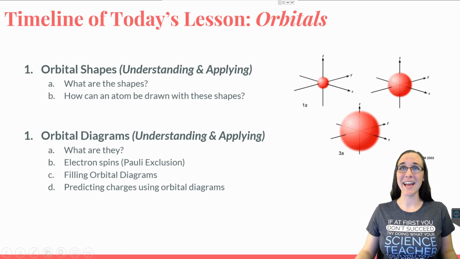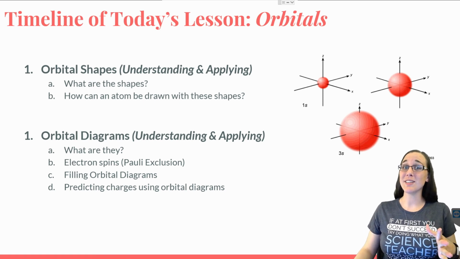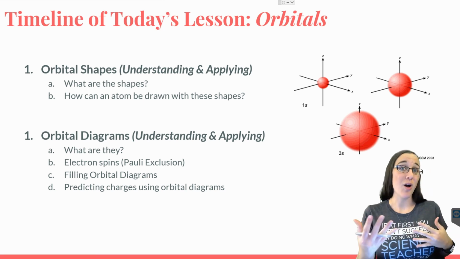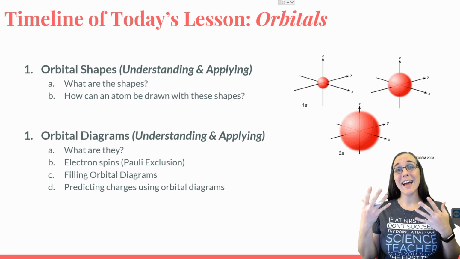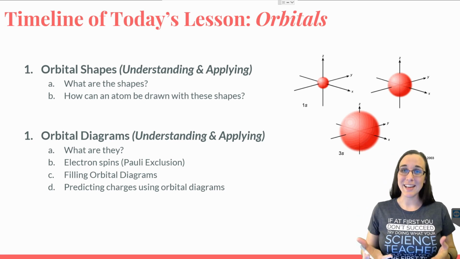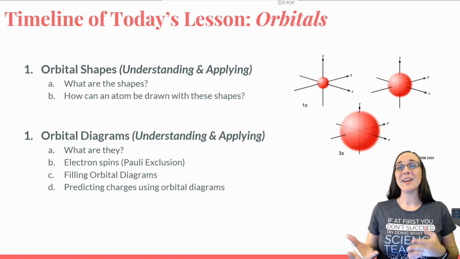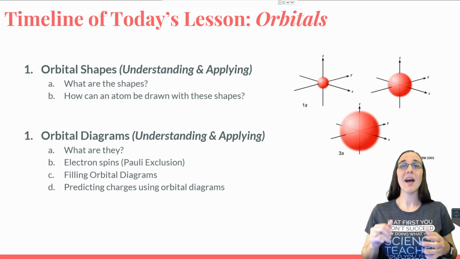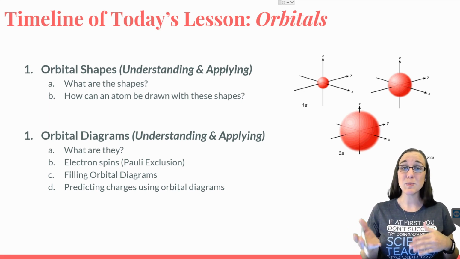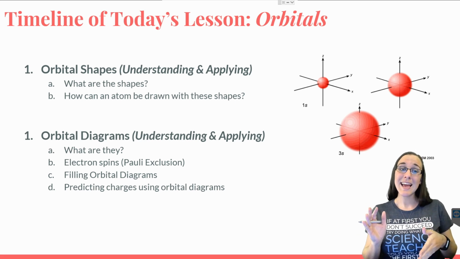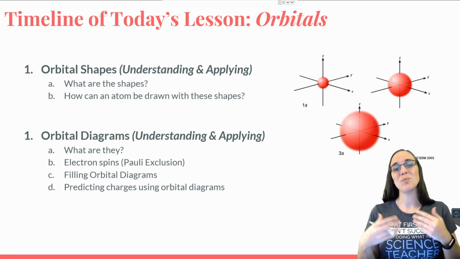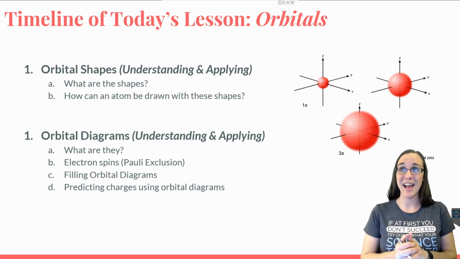Today's timeline looks like first we're going to talk about orbital shapes. What are the shapes and how they can be drawn? And then we're going to use that understanding to fill an orbital diagram. We also need to learn what an orbital diagram even is, a few things that go hand in hand with them, like the Pauli exclusion principle, spins, up and down spins, and then we can fill those orbital diagrams and use the diagram to predict the charge of an atom.